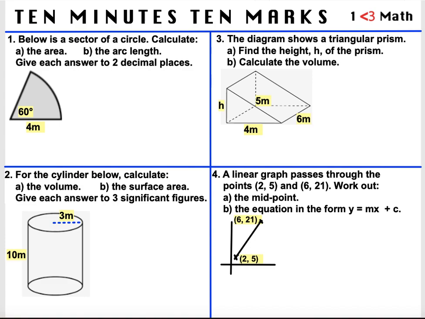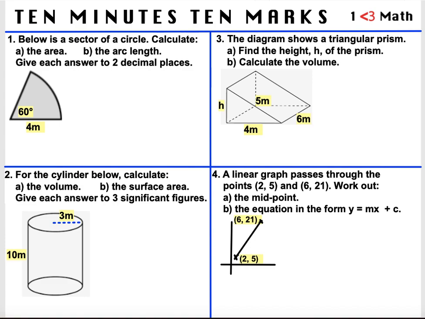So, question 1. We have a sector of a circle and we need to calculate A, the area, and B, the arc length. You need to give each answer to 2 decimal places. So, part A. Everyone likes a good part A. We need to calculate the area. Now remember that a sector of a circle is a fraction of a circle and the area of a circle is pi r squared.